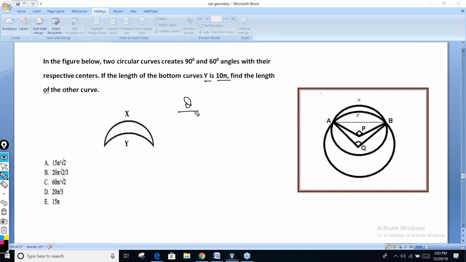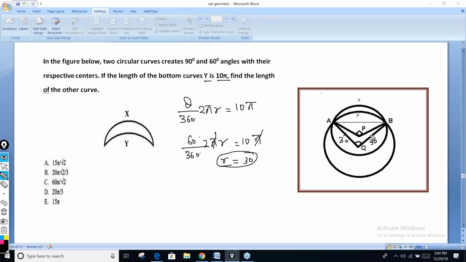The length of the curve is theta by 360 into 2 pi r. That length is given as 10 pi and the angle is given as 60 degrees. So 60 upon 360 into 2 pi r is 10 pi. Pi will be cancelled. That is 1/6, that is r upon 3, that is 10. So R comes out to be 30. The radius of this bigger curve is 30, so BQ and AQ are 30.